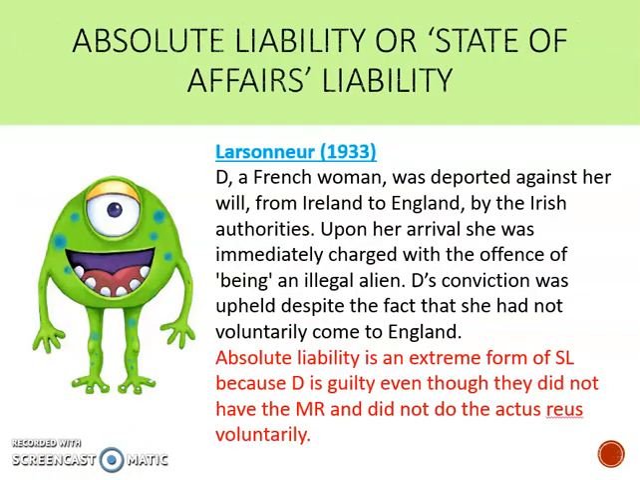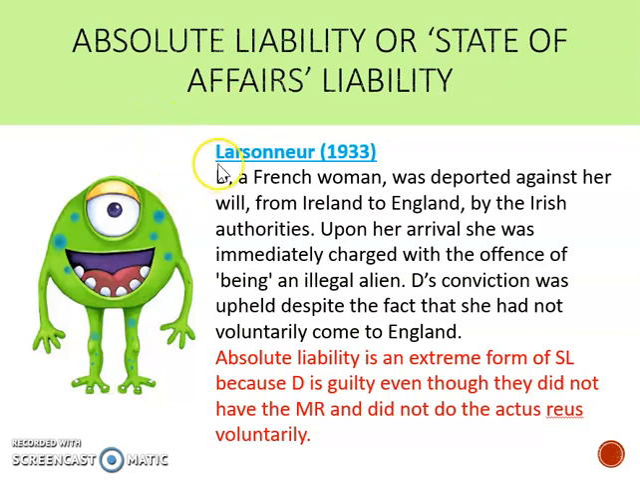We're going to start now by looking at a very extreme form of strict liability. It's called absolute liability or state of affairs liability. So it is a type of strict liability, but I want you to be aware it's very harsh, and luckily we don't tend to use absolute liability very often. It's illustrated by a couple of cases I'm going to tell you about.